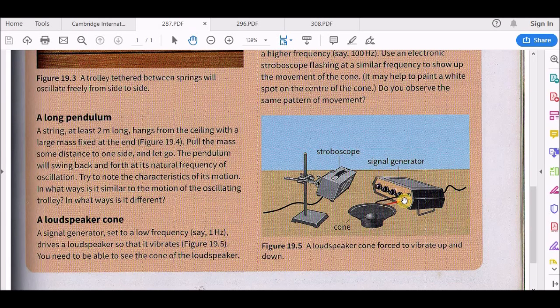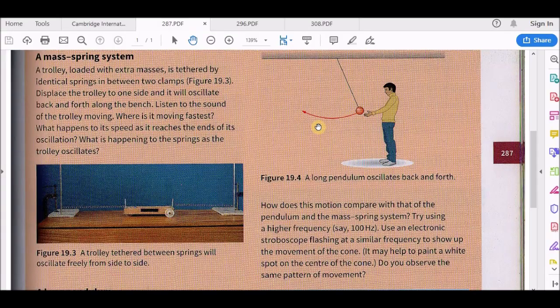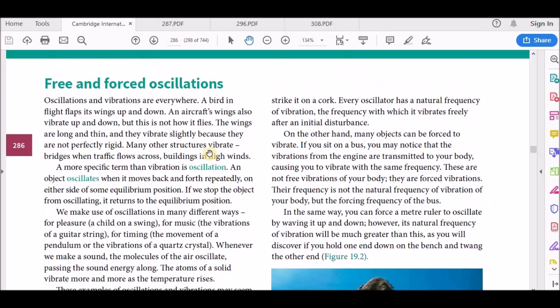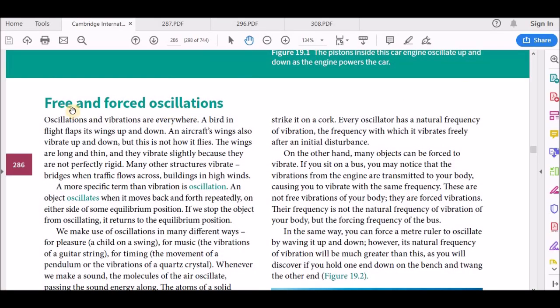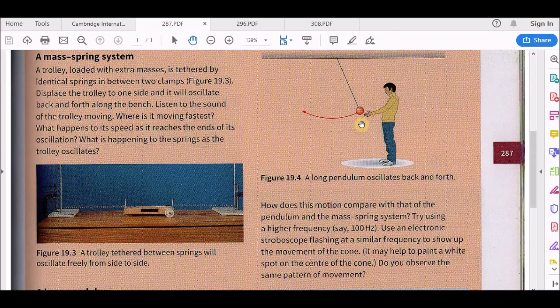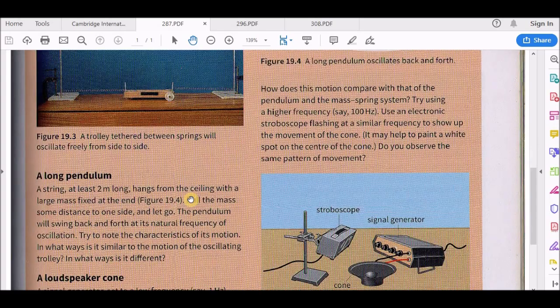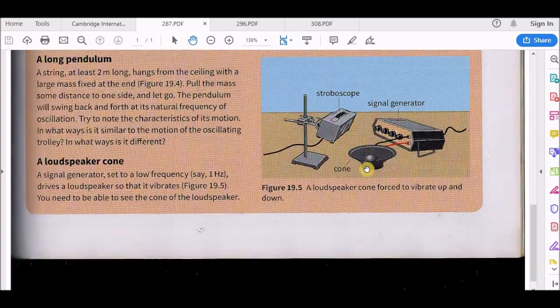Okay, so what is happening is, this is the signal generator that will make this thing vibrate up and down. Here it's a forced oscillation because this signal generator is the one causing it to oscillate up and down. But over here, what we saw were free oscillations, because they were vibrating by themselves. After you release them, they vibrate by themselves, so that was a free oscillation. But over here we get a forced oscillation.